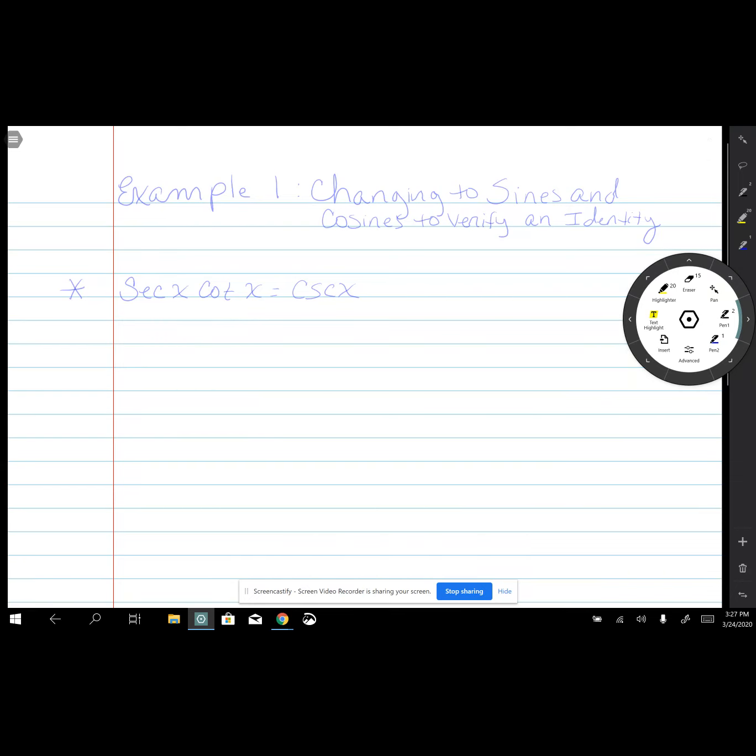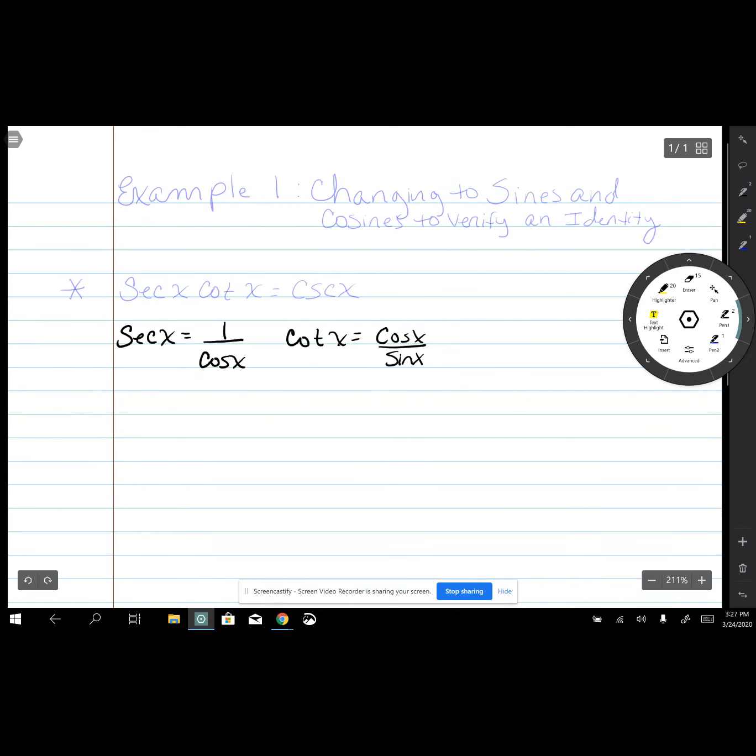Well, if you look at the title, it says changing to sines and cosines to verify. So let's see if we can do that. So what you need to remember from your fundamental trig identities is that secant is the same thing as 1 over cosine of x. And then my cotangent is the same thing as cosine of x over sine of x.